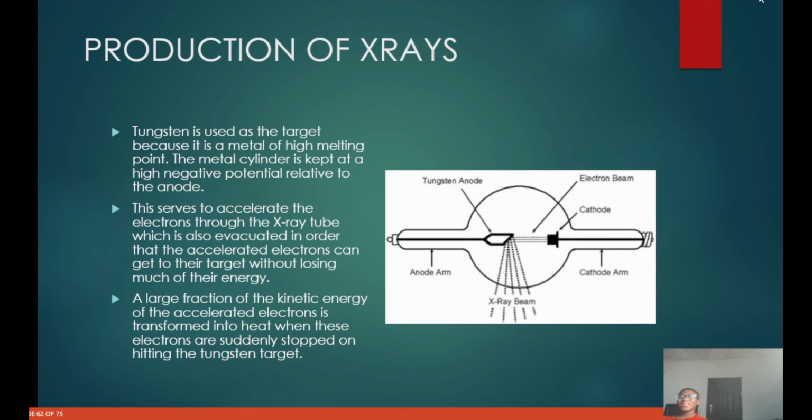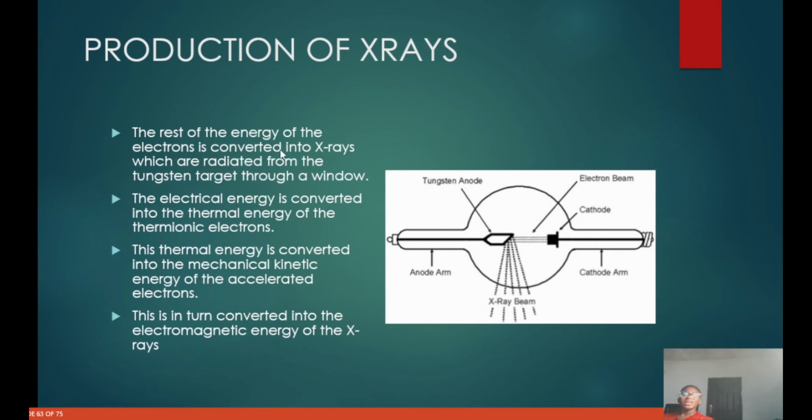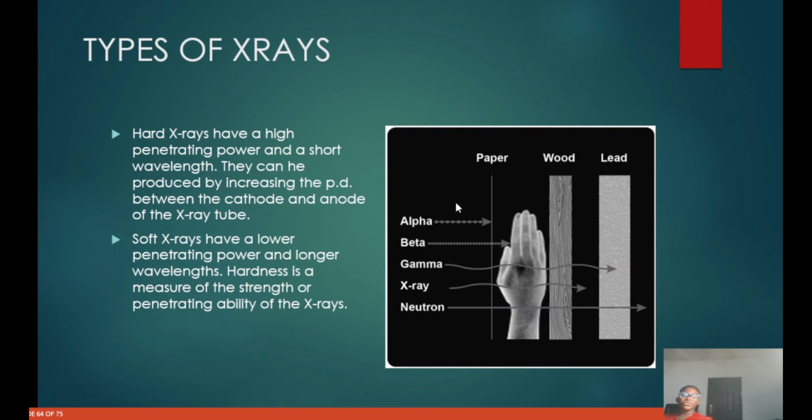So this is how X-rays are produced. The rest of the energy of the electrons is converted into X-rays, which are radiated from the tungsten target through a window. You can see the X-ray beams that are produced here. The electric energy is converted into thermal energy of the thermionic electrons. This thermal energy is converted into kinetic energy of the accelerated electrons. This is now converted into the electromagnetic energy of the X-rays. And this is the production of X-rays.